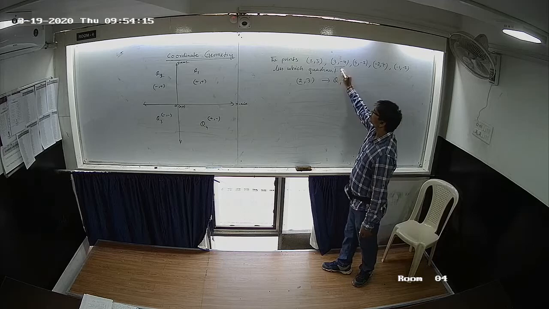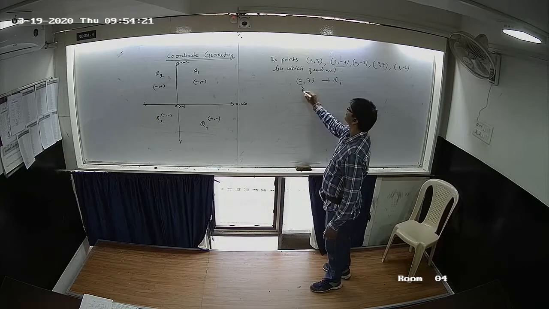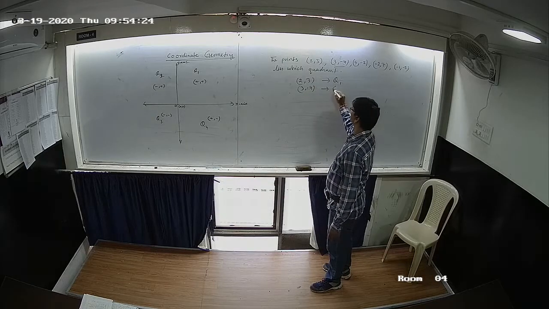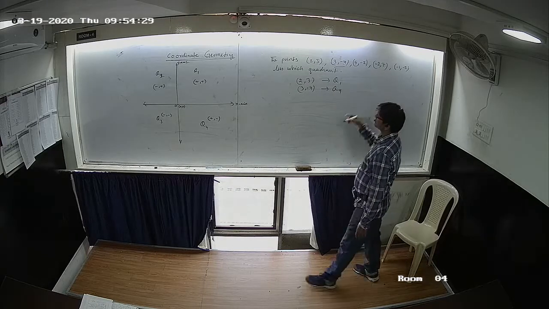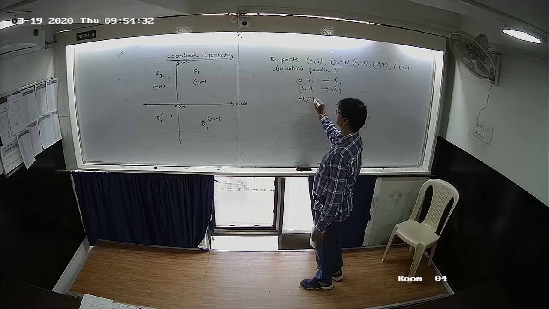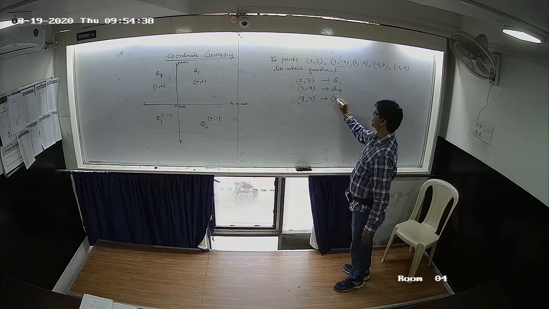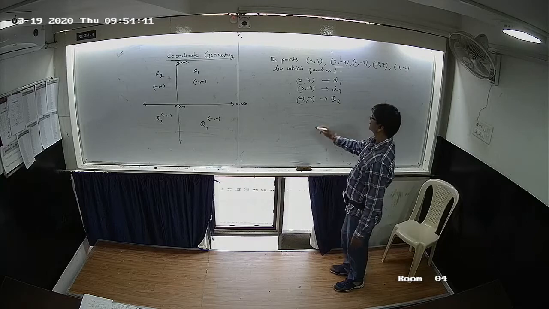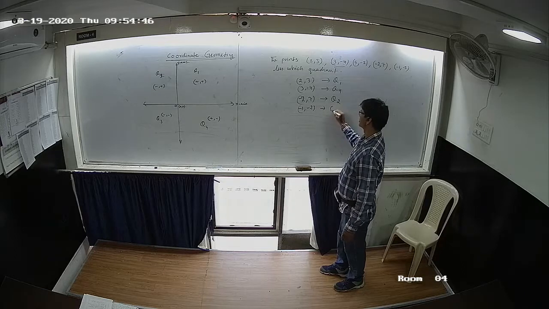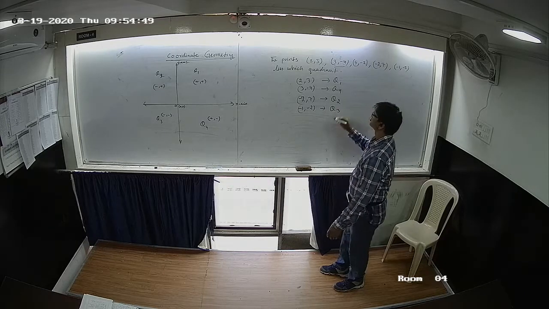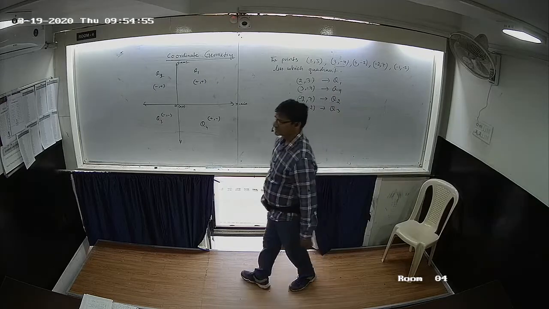(3, -4), which is positive and negative, plus and minus, lies in the fourth quadrant. Similarly, (5, -2) lies in the fourth quadrant. (-2, 7), minus plus, lies in the second quadrant. And the same way, (-1, -2) lies in the third quadrant. So, just by observing, we can see in which quadrant the points lie.